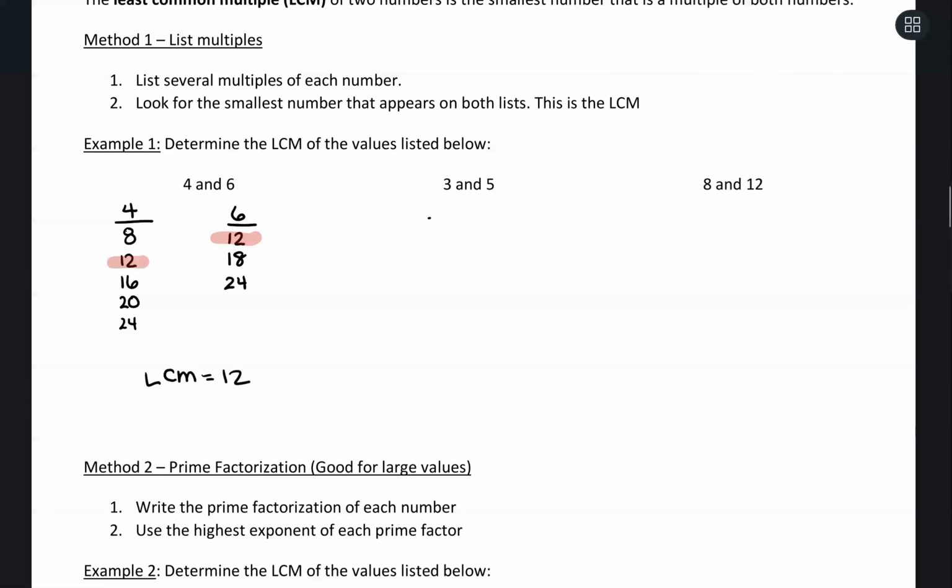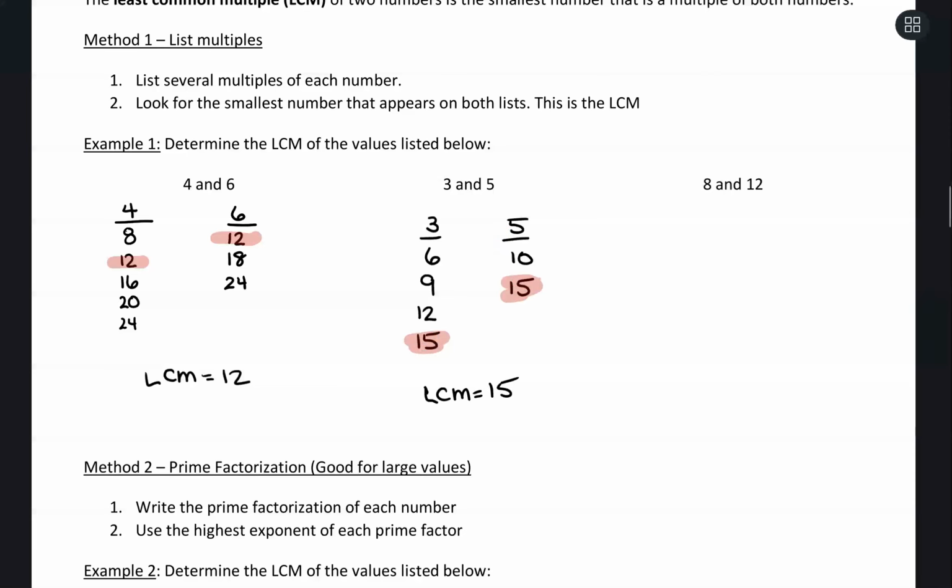So let's do that with 3 and 5. Now with 3 and 5, what I could do is know, okay, I only need to go up to 15. So 3 times 1, times 2, times 3, times 4, times 5. We're done. And then 5 times 1, 2, 3. So what I would be looking for is anything smaller that matches up, but there isn't. So 5 would be our least common multiple. Sorry, 15 would be our least common multiple.